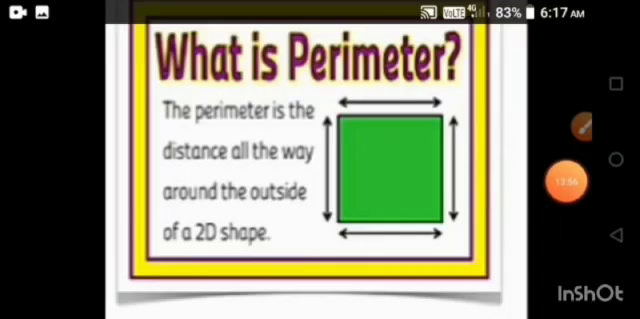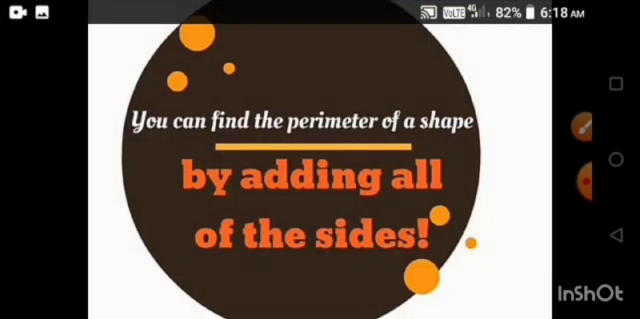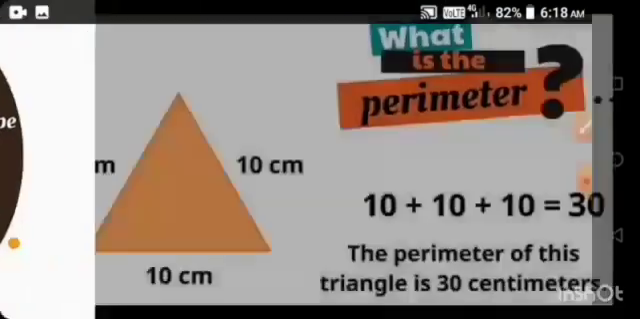And next, identify the sides and find perimeter of a quadrilateral. What is perimeter? The perimeter is the distance all the way around the outside of a 2D shape. The perimeter of a closed figure is the sum of the length of its sides. By adding all of the sides, that's a perimeter.